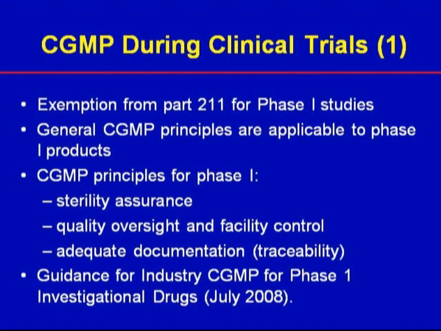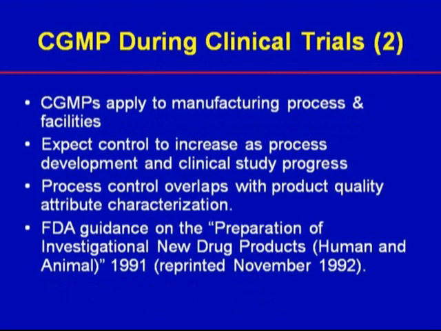For more information on CGMPs for Phase 1 studies, please refer to the Guidance for Industry, CGMPs for Phase 1 Investigational Drugs, published in July 2008. These principles are also outlined in the OCGT web seminar on CMC for gene therapy products. Because CGMPs apply to both the manufacturing process and the facilities, product manufacturing and characterization and CGMP processes cannot be separated, but must develop together. However, similar to product characterization, certain CGMP activities may be implemented in incremental steps. I'll discuss a few of these examples on my next slide.